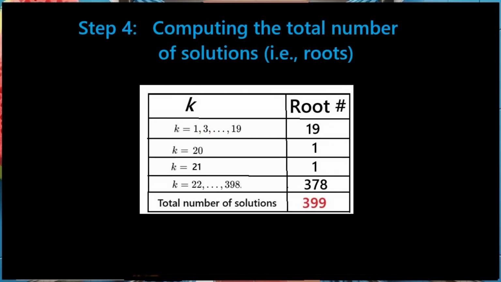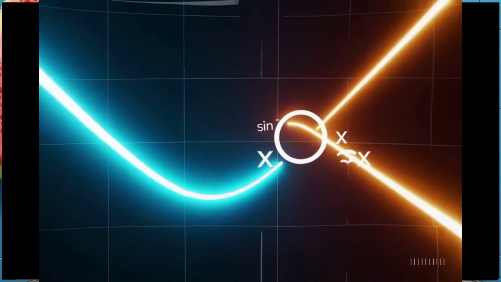Now we come to the last step. We add up the total number of solutions based on our earlier analysis. For the odd integers, k equal to 1 up to 19, we found 19 roots in total. For k equal to 20 and 21, there is 1 root each. For the even integers, k equal to 22 through 398, the positive humps contribute 378 roots. Putting everything together, we obtain a total of 19 plus 1 plus 1 plus 378 is equal to 399. So, the equation has 399 real solutions.